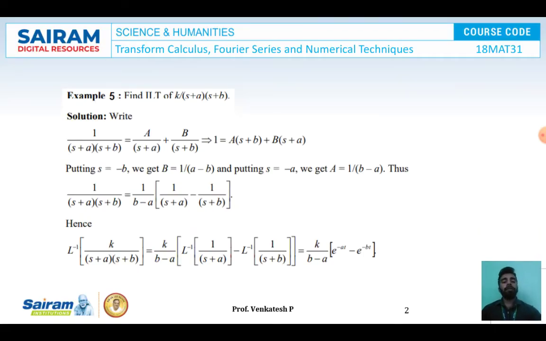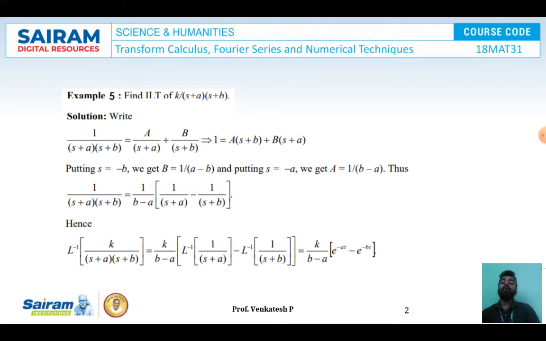Example number 5. Find the inverse Laplace transform of k divided by (s plus a) into (s plus b). So in this problem we shall treat that k as a constant. Now I am going to represent this problem in terms of partial fractions first. After finding the values of A and B, we will be applying Laplace inverse. So first write the equation in terms of partial fractions.